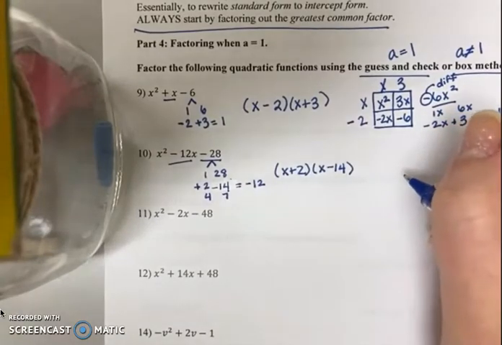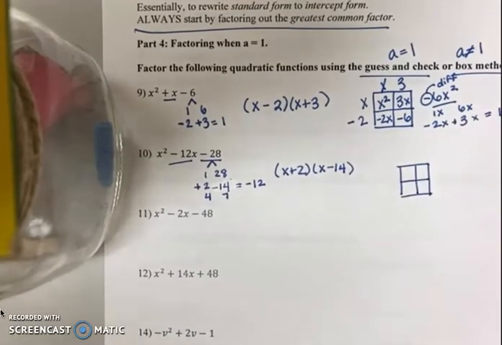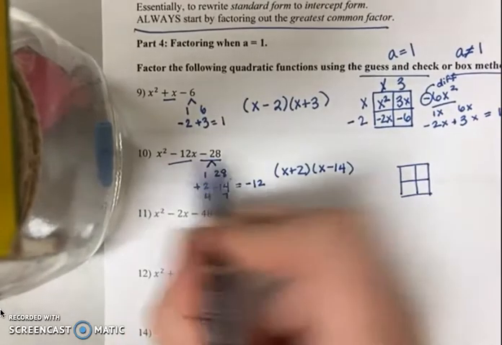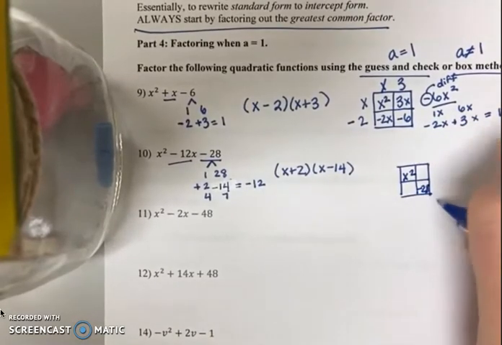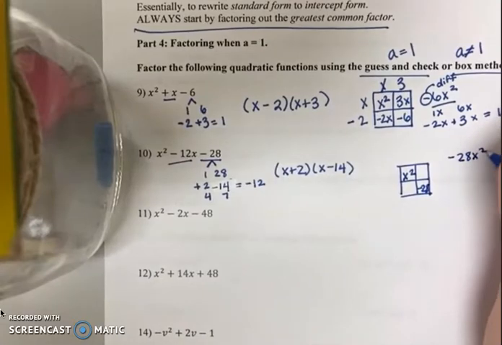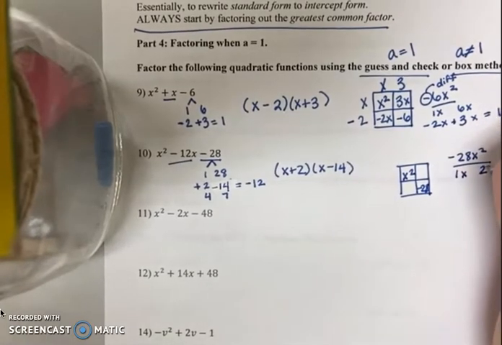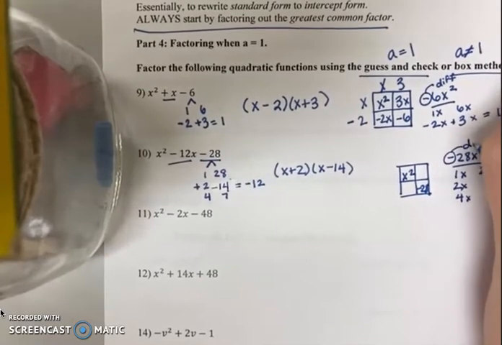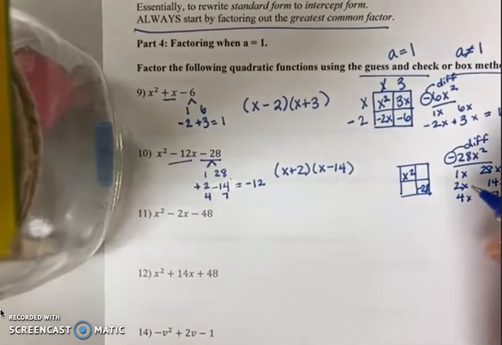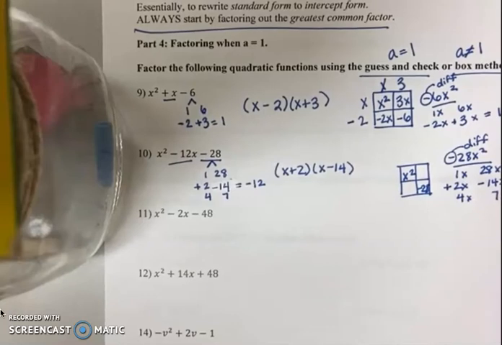I'll show you box method one more time. Again, I'm going to use this idea later on when a is not equal to 1, but it's good to be introduced to it now. The first term goes in the first box. The last term goes in the last box. We multiply these two together, so that gives me a negative 28x squared. List out the factors. That would be 1x and 28x, 2x, 14x, 4x, and 7x. Because I have a negative sign, that means I need to use different signs, one positive, one negative. So that would be a negative 14 and a positive 2 to get a negative 12x.